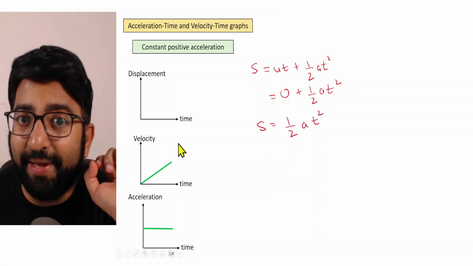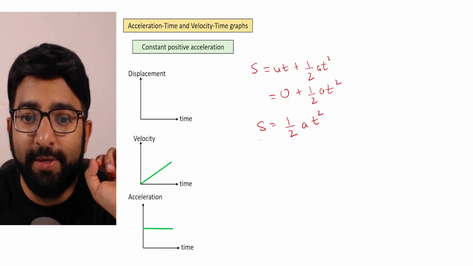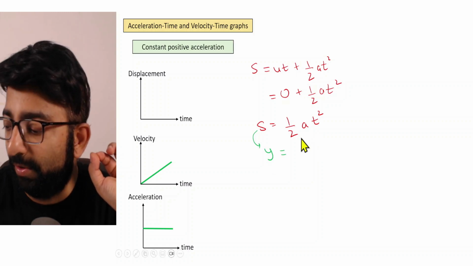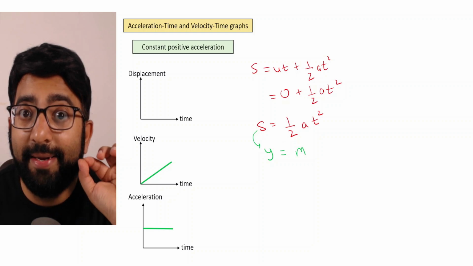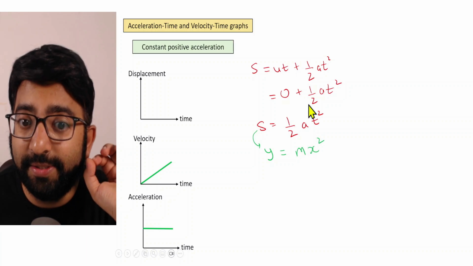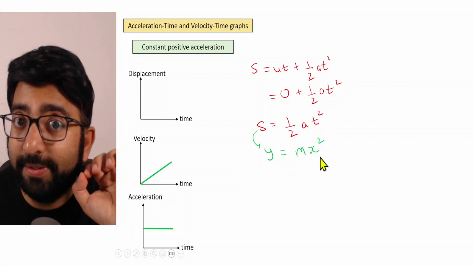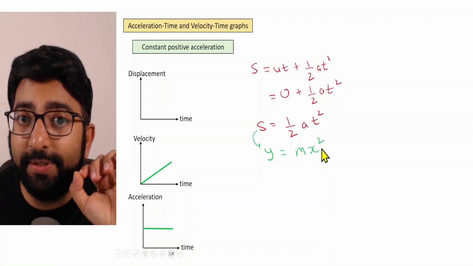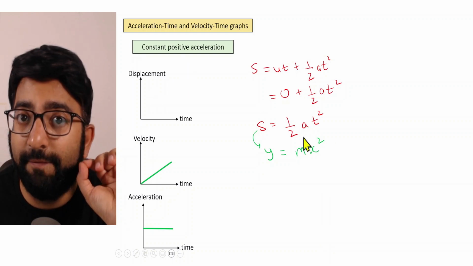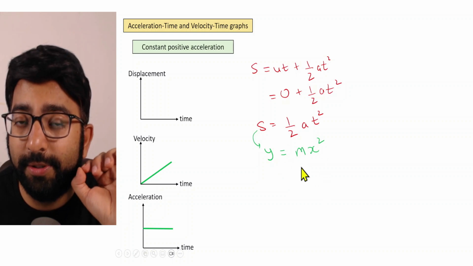And now, if we analyze this equation, displacement is on the y-axis, time is on the x-axis. So S is y, a/2 can be considered another constant, let me write m, and t is on the x-axis, so we will write x². So S = (1/2)a t² is of the form y = mx². y = mx² is a quadratic equation where the coefficient of x² is a/2. a is positive, which means we can say the coefficient of x² in this quadratic equation is positive.